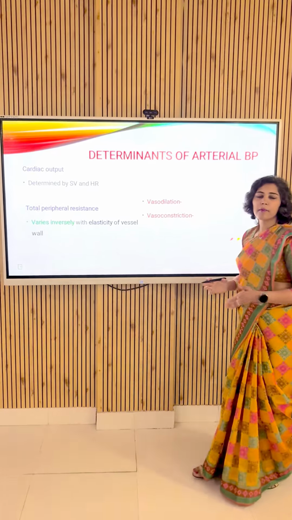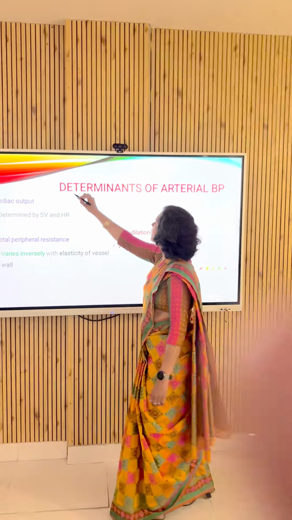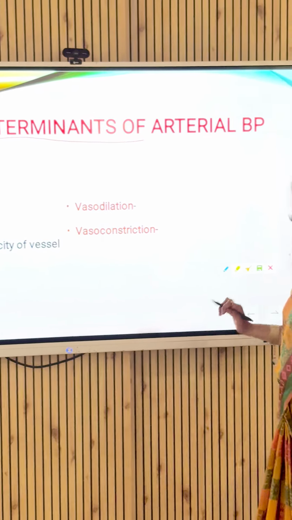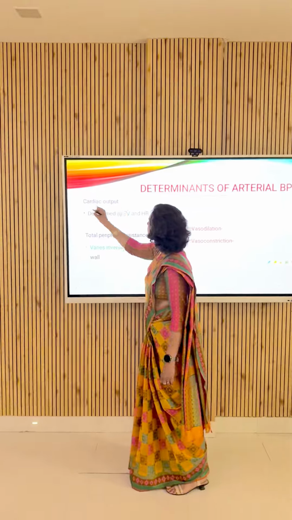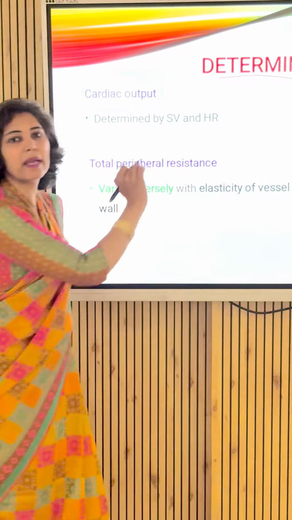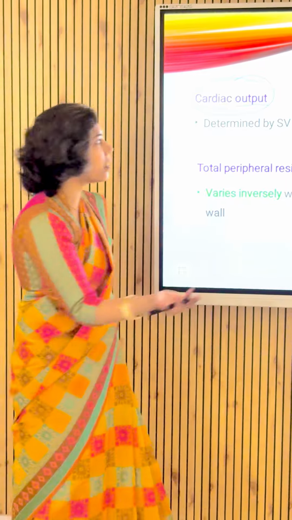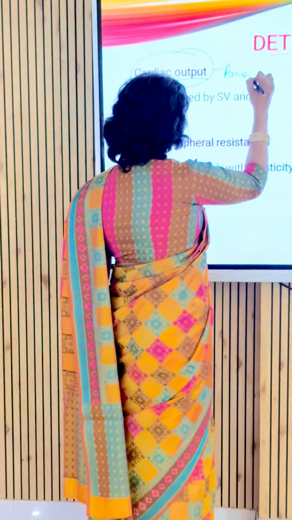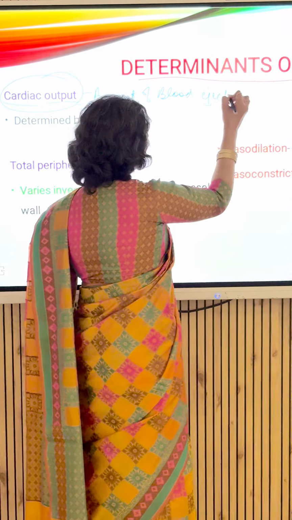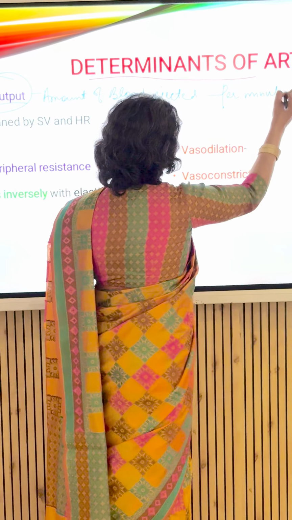So after discussing the definition and types of blood pressure, let's discuss in brief the determinants of arterial blood pressure. The first determinant is cardiac output. Now what is cardiac output? The definition lies in the name itself. Cardiac means heart, output means something that is ejected outside. So the amount of blood that is ejected out of the heart or out of the ventricle per minute is called cardiac output.